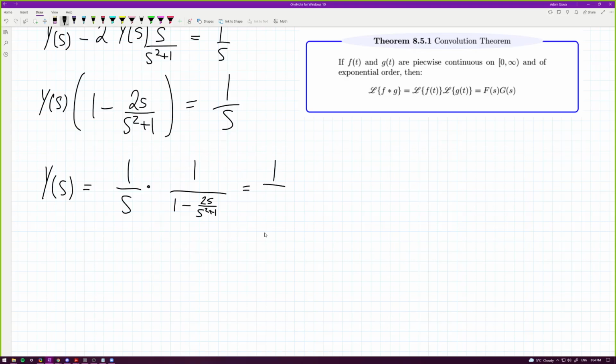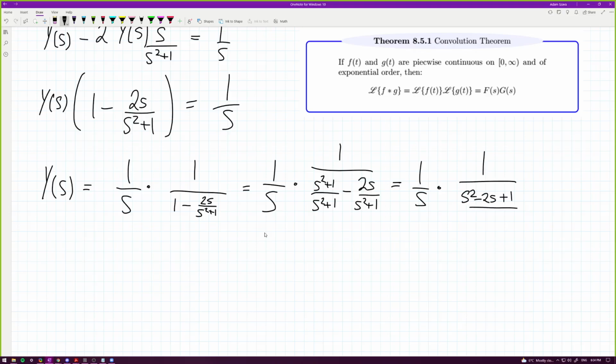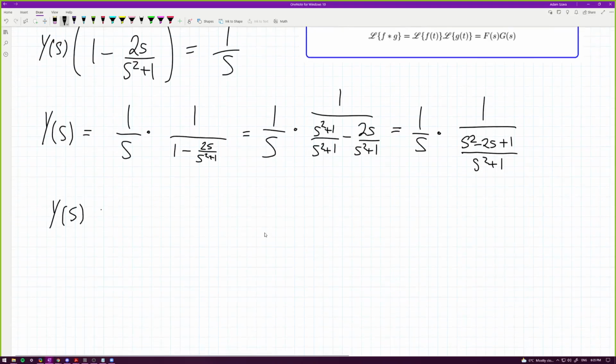So what I'm going to do is write that as 1 over s times 1 over, just so we have it a little bit clearer, (s squared plus 1) over (s squared plus 1) minus 2s over (s squared plus 1). You know what, that's not more clear to write the fraction like that, so I'm just going to write it like that. So you see I just turned 1 into (s squared plus 1) over (s squared plus 1). So this is going to be 1 over s times 1 over (s squared minus 2s plus 1) over (s squared plus 1). Okay, so Y(s) therefore is equal to 1 over s times (s squared plus 1) over (s squared minus 2s plus 1).